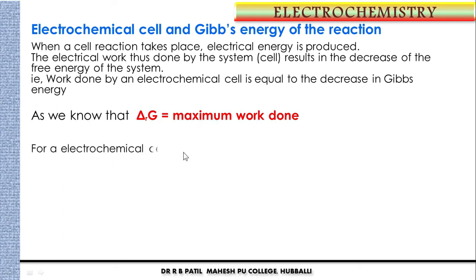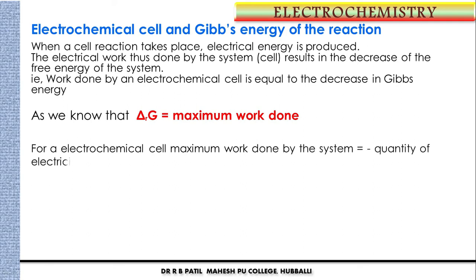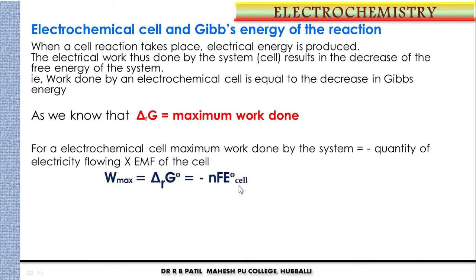So in electrochemical cell, maximum work done by the system is equal to what? Quantity of electricity flowing into EMF of the cell. Actually this thing you people learn in physics. Negative indicates decrease. Okay. So quantity of electricity is given in the form of nF, and EMF of cell already you know it is E naught cell. Okay, and so our final formula becomes minus nF E naught cell. Only you need to remember the mathematical equation, students, because they ask numerical questions or even MCQs based on this formula.